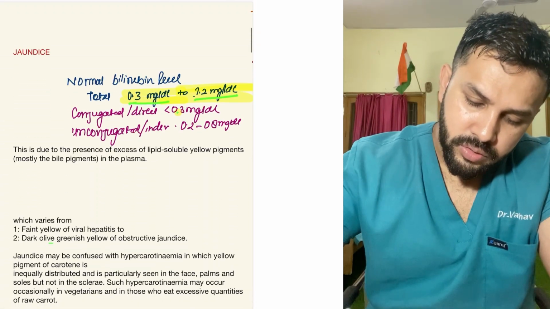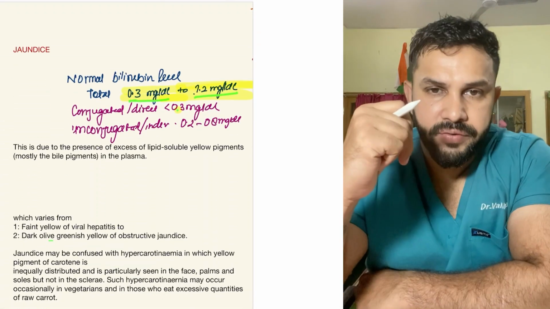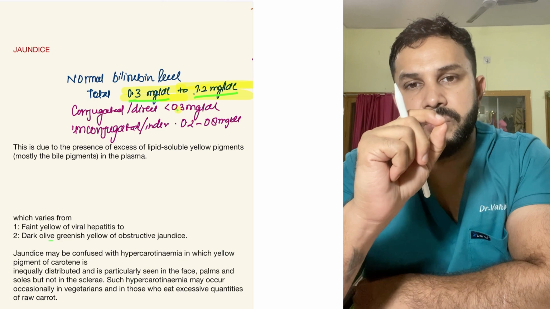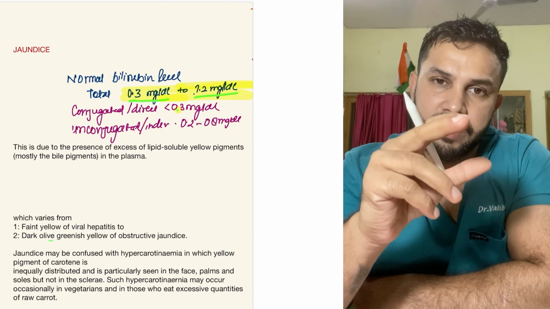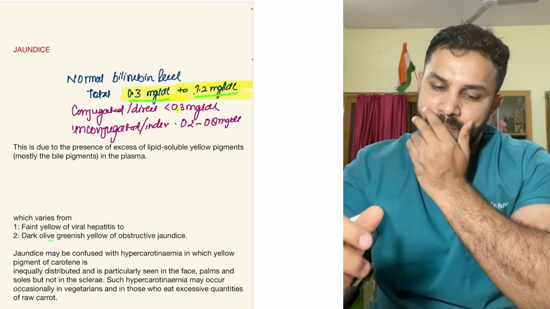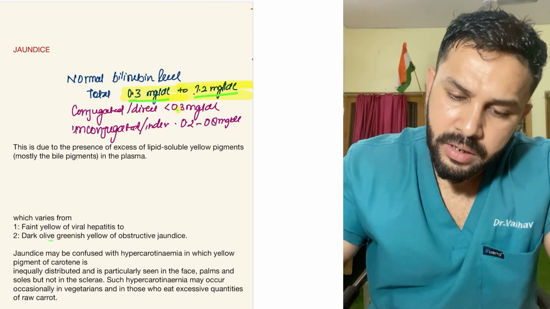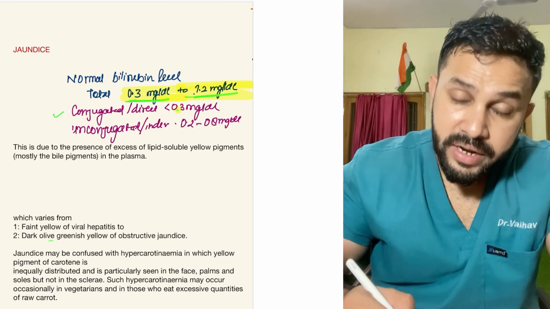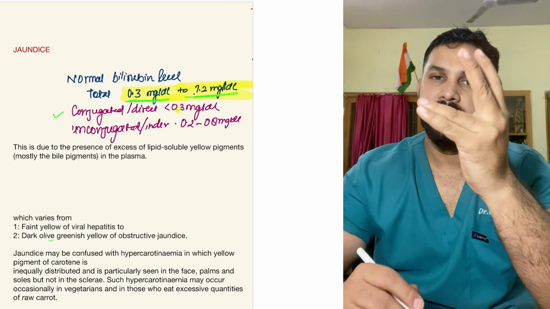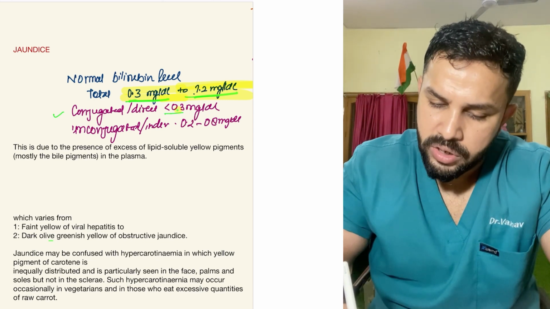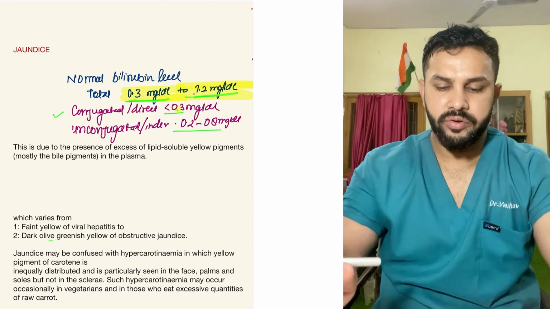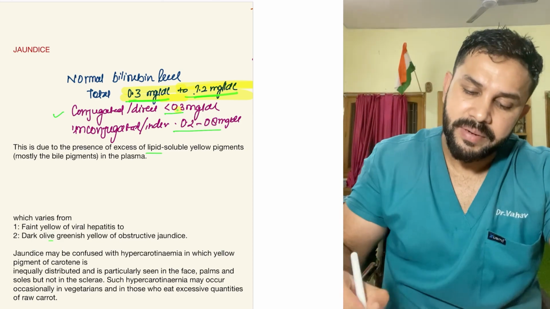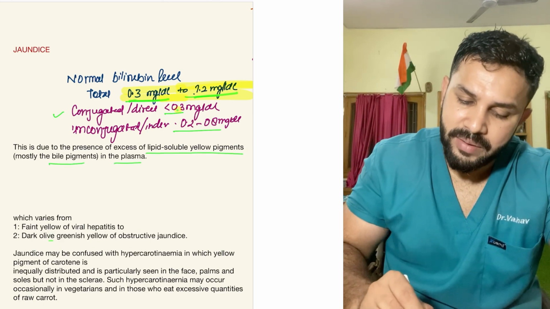Coming to the definition, what is jaundice? Yellowish discoloration of the sclera and mucous membrane is called jaundice. The normal bilirubin level is 0.3 to 1.2. There are two types, direct and indirect. The conjugated or direct is less than 0.3 and unconjugated is 0.2 to 0.8. Jaundice occurs due to the excess presence of lipid soluble yellow pigments, mostly the bile pigment, in the plasma.